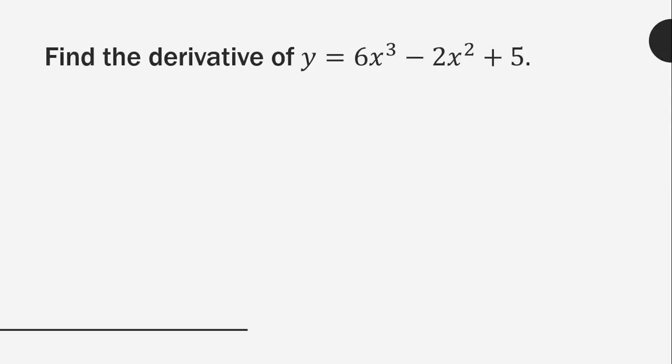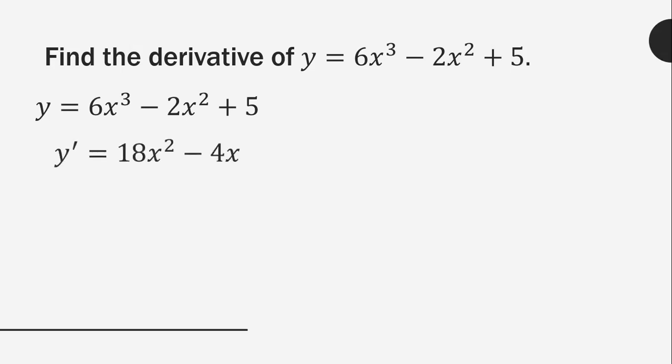So for example, to better illustrate that idea of an antiderivative, let's talk about how to get the derivative of y is equal to 6x cubed minus 2x squared plus 5. To get our y prime, we apply the basic differentiation rules. So y prime is equal to 18x squared minus 4x. I know that you know this part because we already have mastered this particular skill.